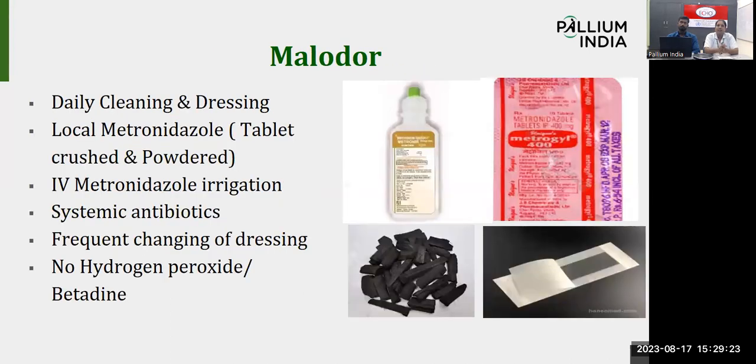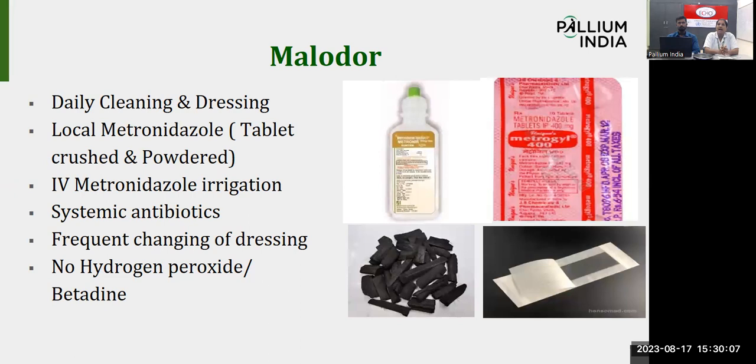Then malodor. How we can prevent the malodor? By daily cleaning and dressing the wound, right? Then also using local metronidazole. Take the metronidazole tablet, crush it into fine powder, and we can put it on the wound. If that area is very dry, we can mix the metronidazole powder with liquid paraffin or with Vaseline, right? If already there is oozing and exudate, then that is not needed, only the powder is sufficient, right? So the malodor can be prevented by use of metronidazole locally.